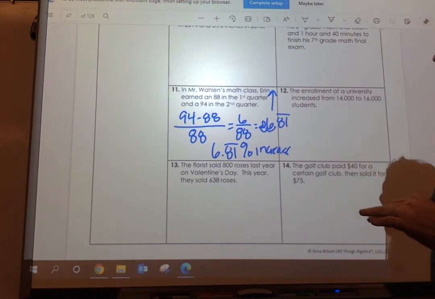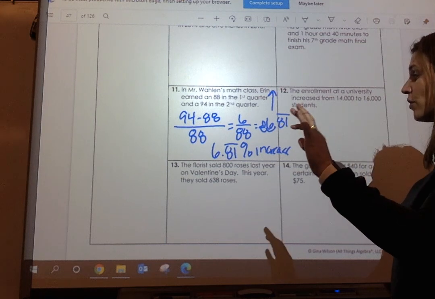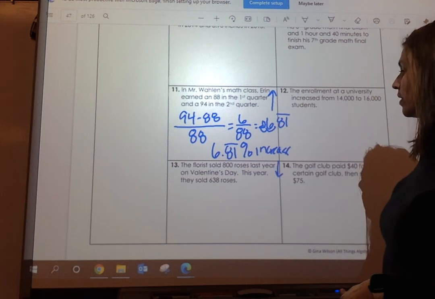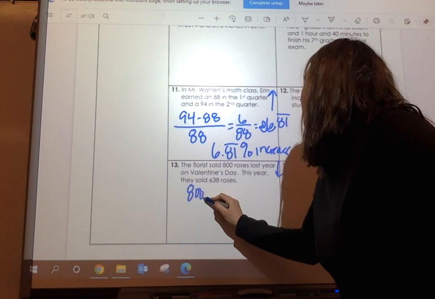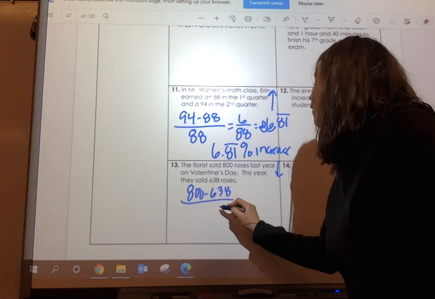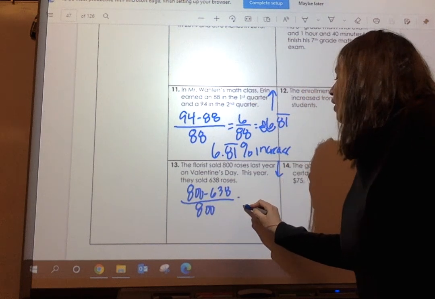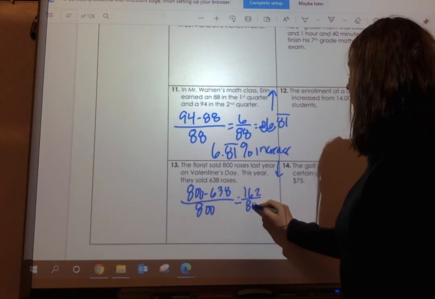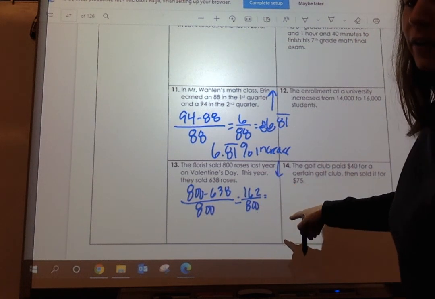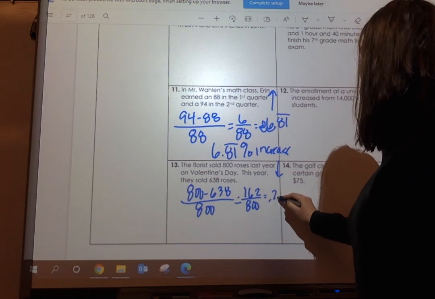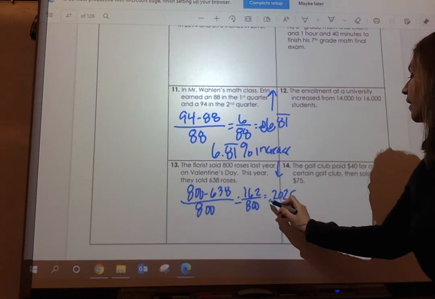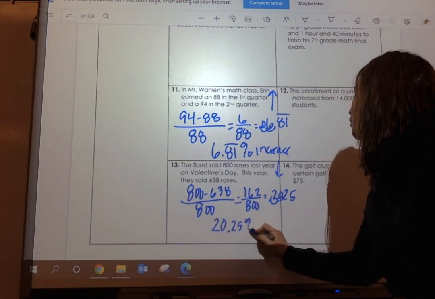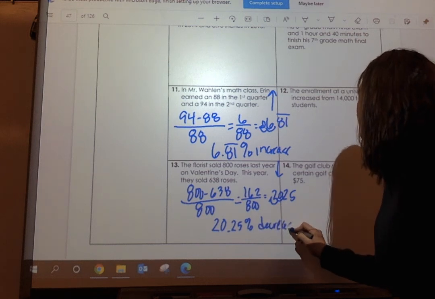Okay. All right, number 13. The florist sold 800 roses last year on Valentine's Day. This year they sold 638. So we go from 800 to 638, so that's a decrease. So 800 minus 638 over my original amount, which is 800. So the difference is going to be 162 over 800. When I type that in the calculator, I get 0.2025. And I change it into a percent, so I get 20.25%, and it's a decrease.